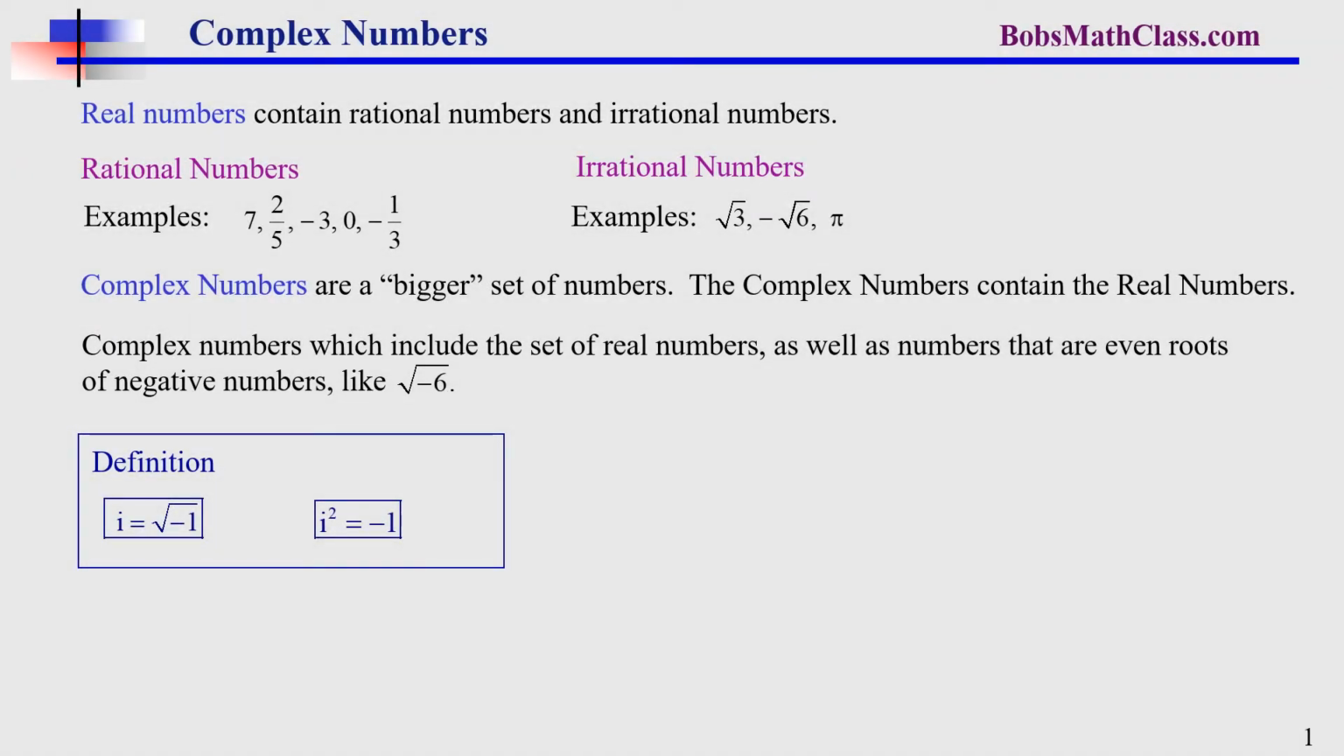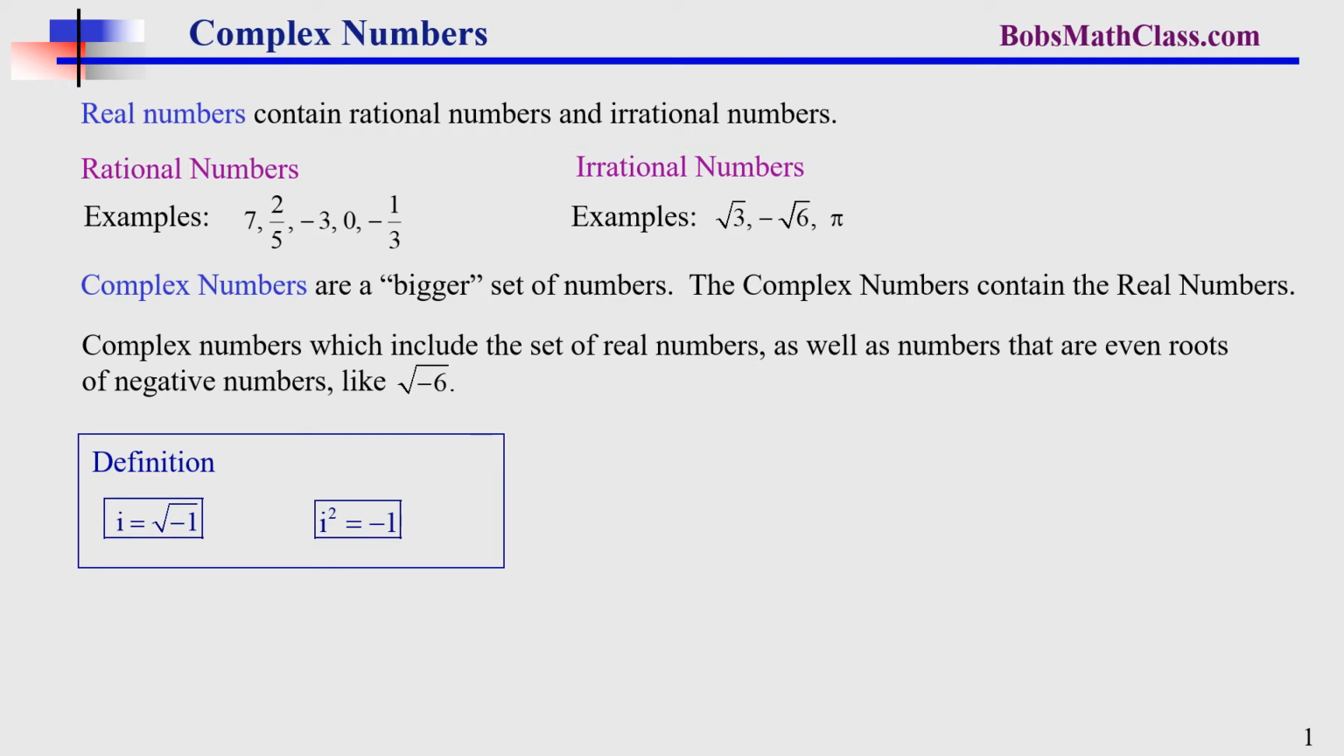Alright, this video is on complex numbers. So we've talked about real numbers. Real numbers contain rational numbers and irrational numbers. Here are some examples of rational numbers. That just means fractions, positive and negative. And irrational numbers, that means numbers in radicals, that we can't get rid of the radicals. There's also some special irrational numbers like pi. There's another one called e. I didn't list it there, but e is another irrational number.